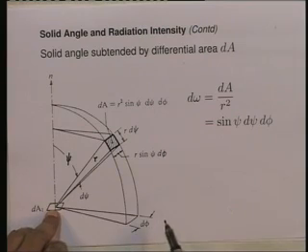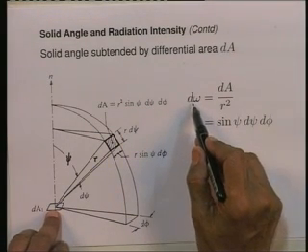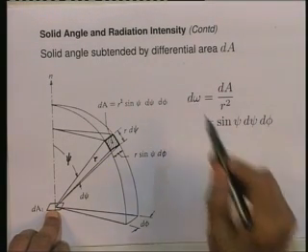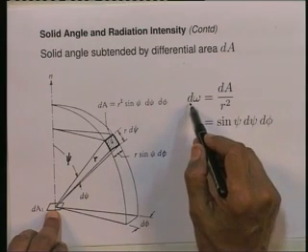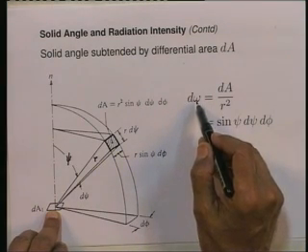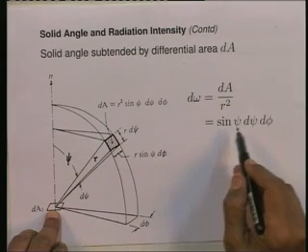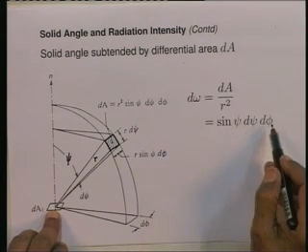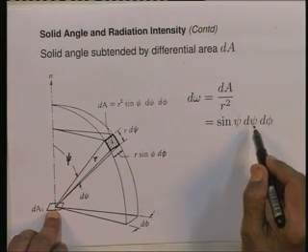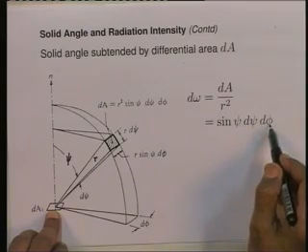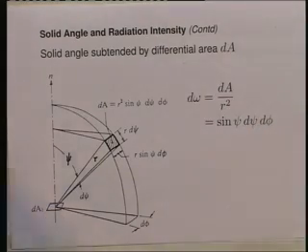So, we have a nice simple expression for a differential solid angle in spherical coordinates. A differential solid angle d omega in spherical coordinates is equal to sin psi d psi d phi, where psi is the zenith angle and phi is the azimuth angle, and we will use this shortly.